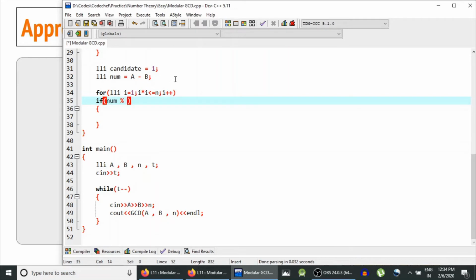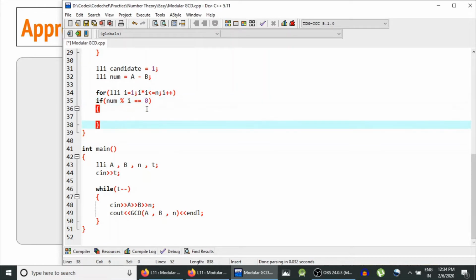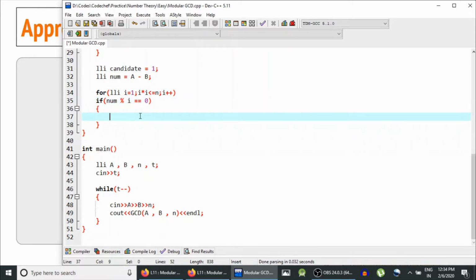potential candidates. So if i divides a minus b, then this is one of the candidate divisors, and for a candidate divisor we have to calculate a raised to power n modulo d plus b raised to power n modulo d. If that is 0, then this can be one of the GCD candidates.